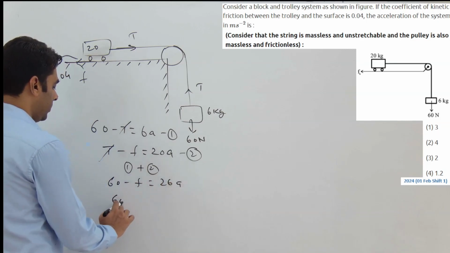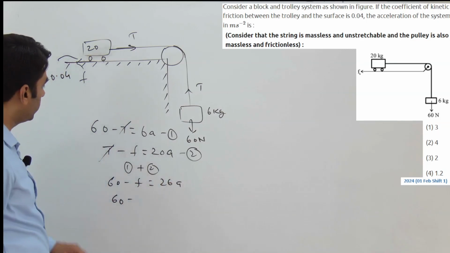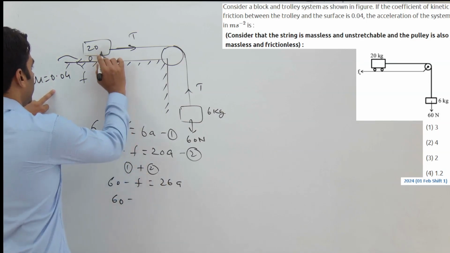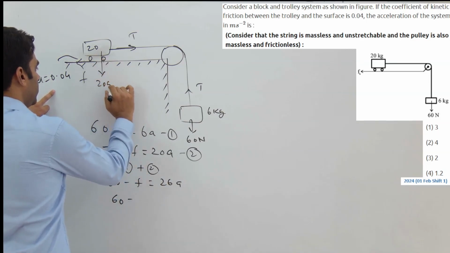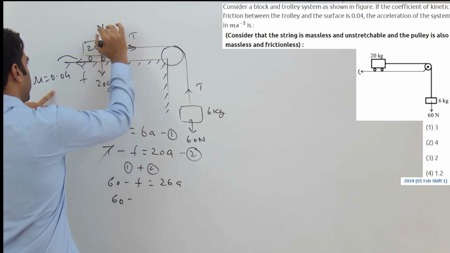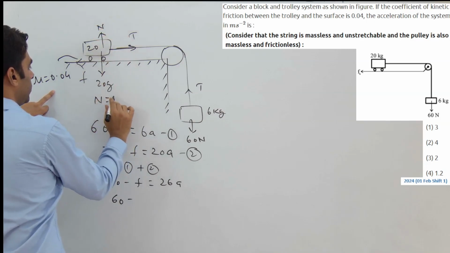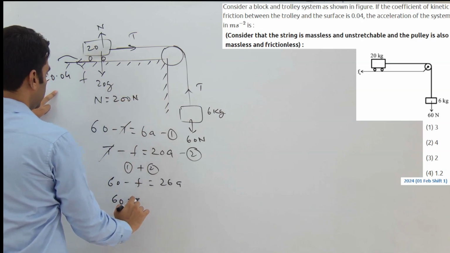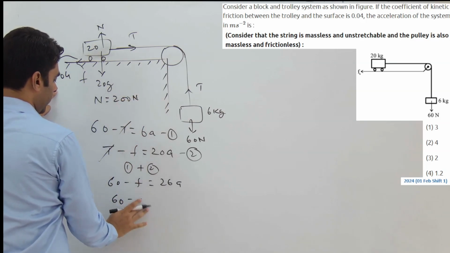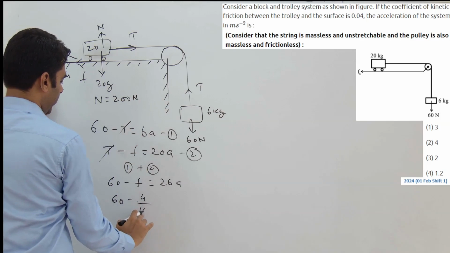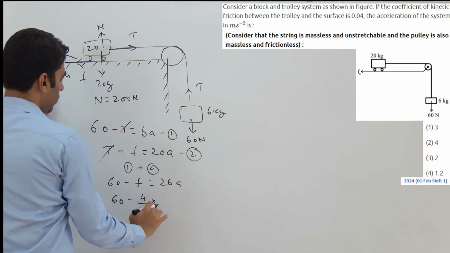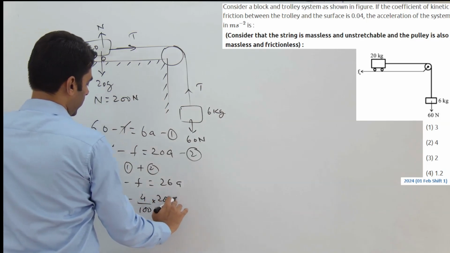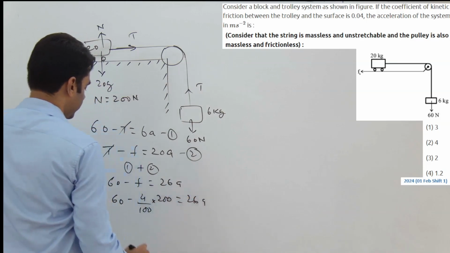Let us write down the friction value. So friction value will be how much? Mu into N. On this, 20g will be downward, N will be upward. So N value is how much? 200 Newton, right? So friction is mu into N, 0.04, which I can write as 4 by 100 into N, which is 200, is equals to 26A.